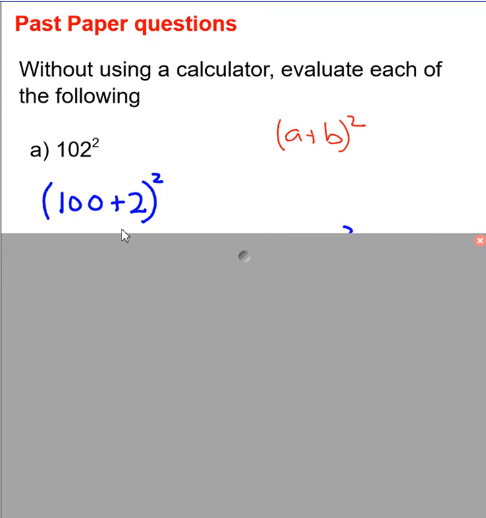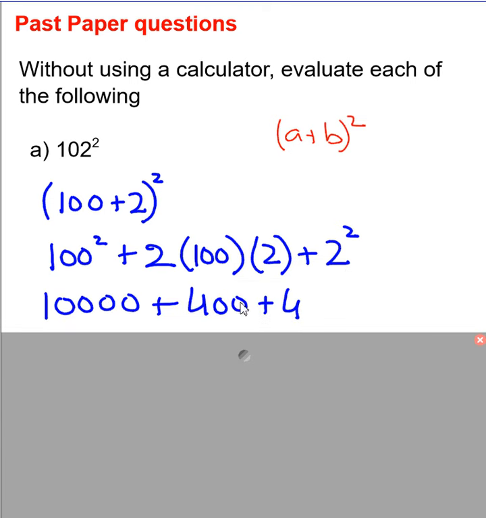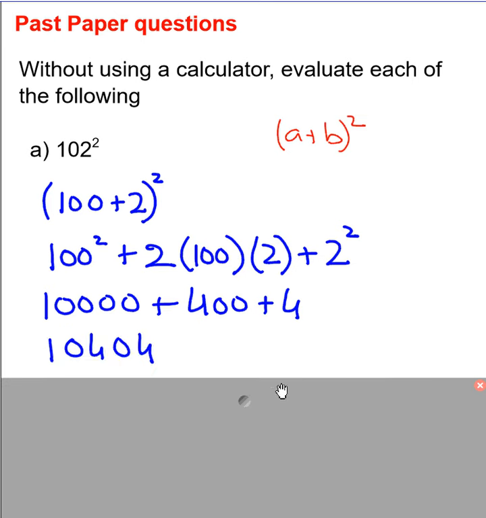So I will apply this formula here. This is my a and this is my b now. So I will simply apply the formula, which is a square plus 2ab plus b square. Simple, right? And then this calculation is very easy. Everybody can do it mentally and you can add up and get the answer quickly, right?